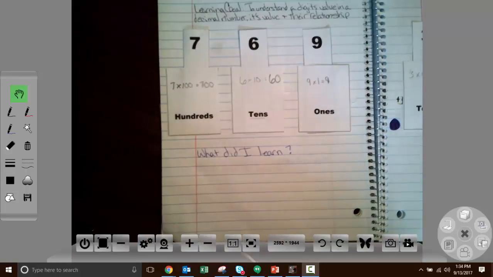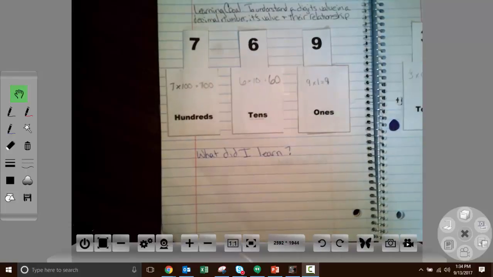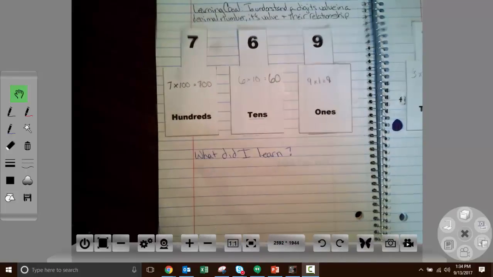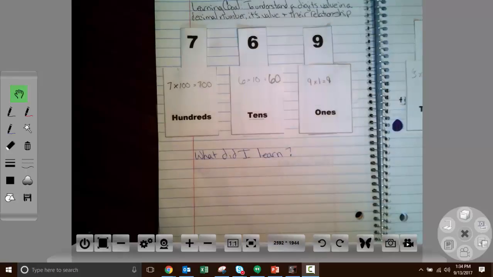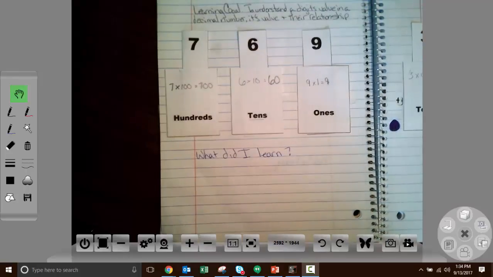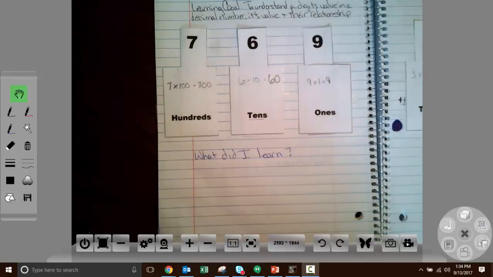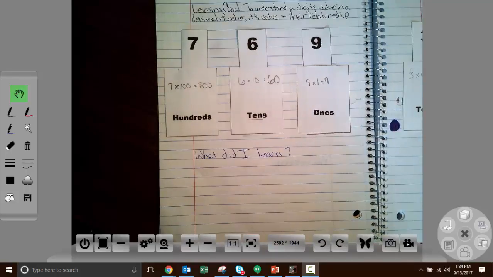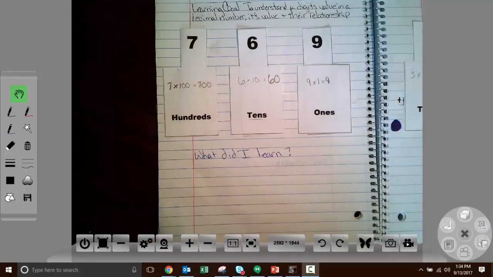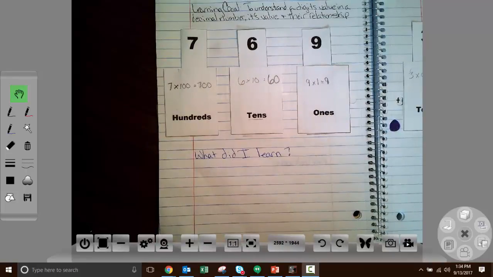I'm not worried about spelling. I'm worried about the content. I want them to explain what they learned. There's many things that we learned today. What it means for value. Value and place are different things. And also, when we're talking about value, that we can talk about tens places and values and products of 10.